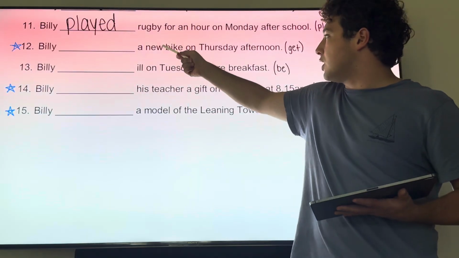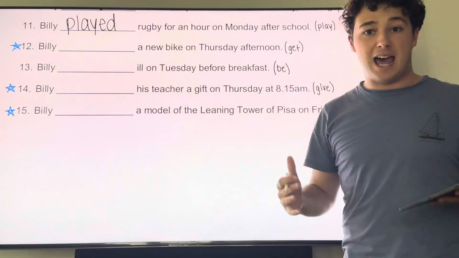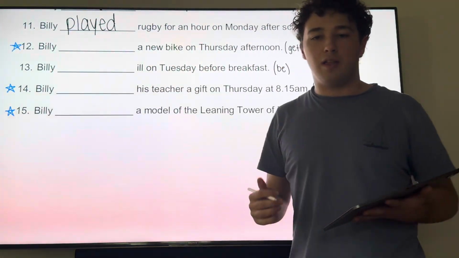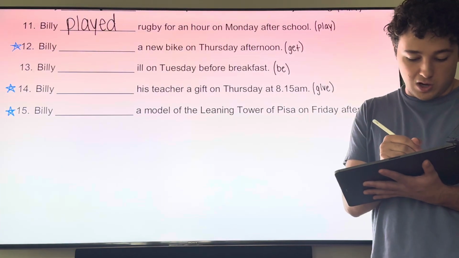Number 12. Billy blank a new bike on Thursday afternoon. The verb they gave you is get. However, it is irregular. See the star? So you just look that one up and it would be got. Billy got a new bike.